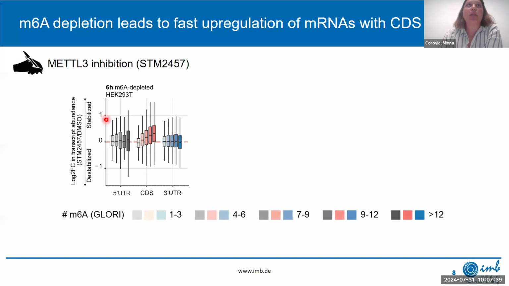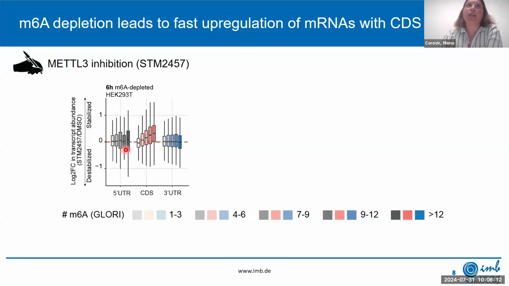And now in this plot, what I'm showing you is not changes in half-lives, but changes in transcript abundance, but everything else stays the same. So if upon m6A inhibition, upon STM treatment, more of the transcript was stabilized, we would have them going up. And here it was really interesting to us that after 6 hours of m6A depletion, we could see the stabilization with increasing number of m6A sites only in the coding region.